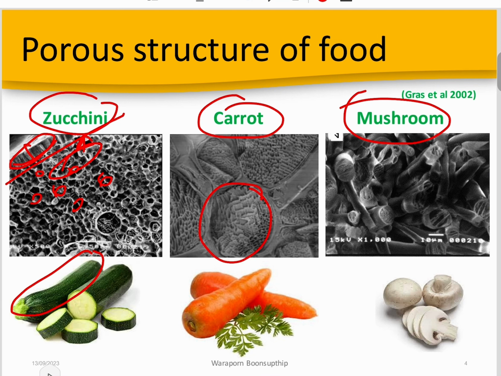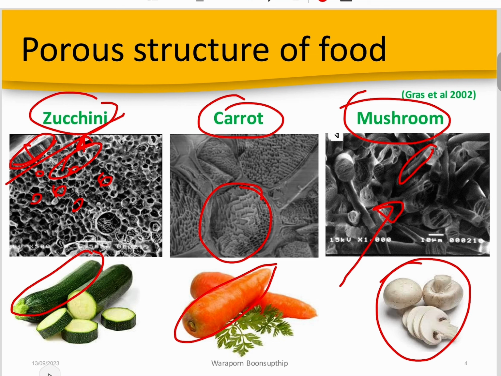For carrot, you see the cells are packed very tightly, so it's very difficult to push liquid inside the carrot matrix. On the other hand, in the mushroom, as you can see, the cells are tied up very loosely, so mushroom is a perfect sample for getting liquid inside. Using VI or not, for mushroom it's very easy because the cells are very loose.